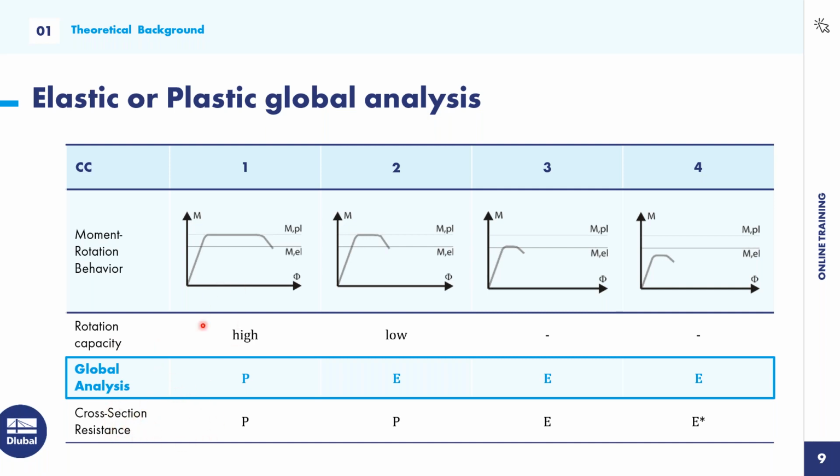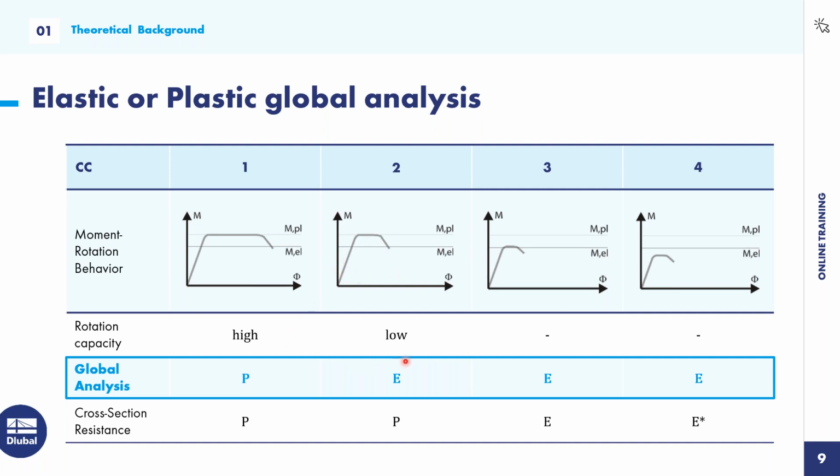So cross-section class 1 reaches a high plastic moment resistance. You see it here in the diagram, and also a high rotation capacity. And this is also the reason why a plastic hinge can develop well and can be applied, but not anymore for cross-section class 2. So this is interesting to know.